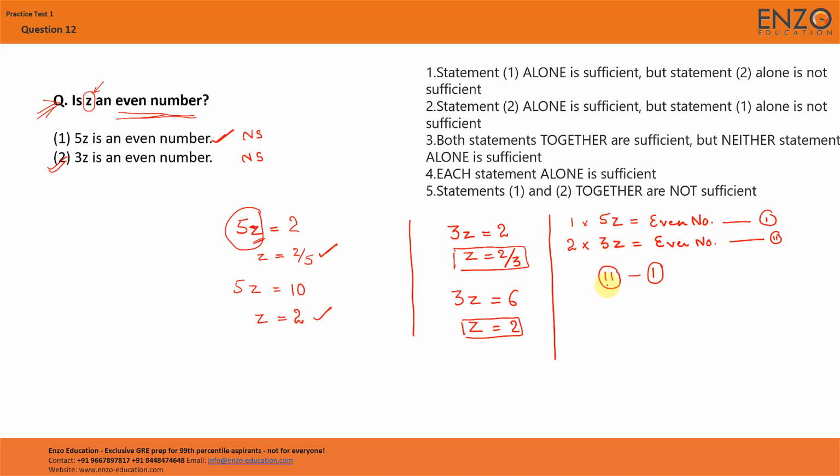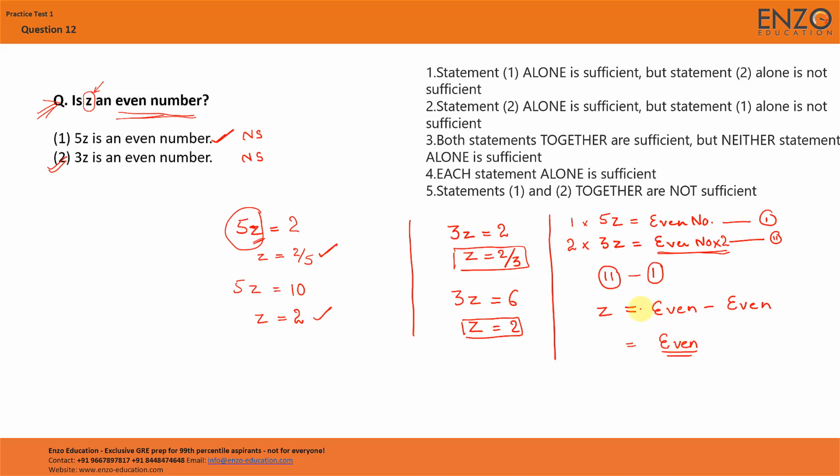Then what we'll get? We'll get 6z minus 5z, that equals z. That equals, when we multiply by 2, we have to multiply both the sides. So this is again an even number. 2 times an even number is an even number, and of course the first statement is an even number. So z is even minus even. Now we know that when two even numbers are subtracted, we always get an even number.